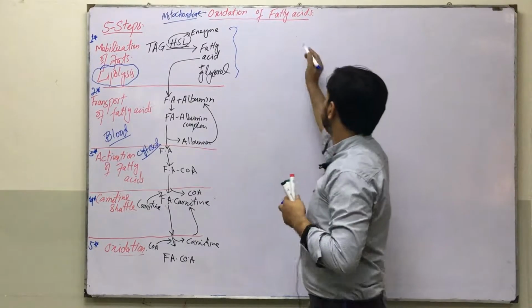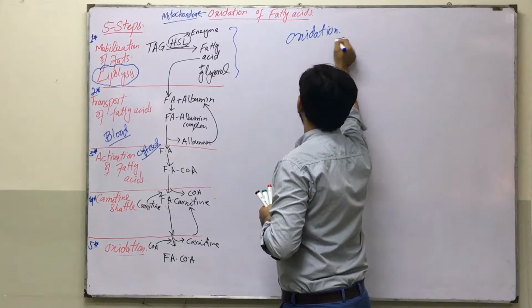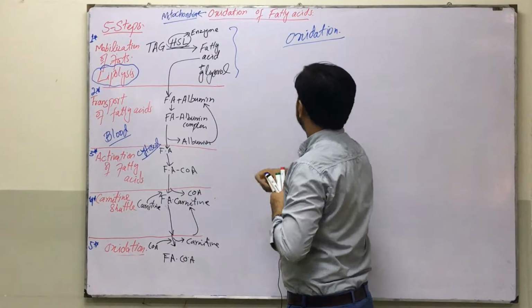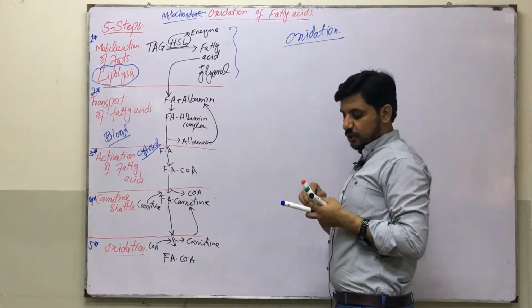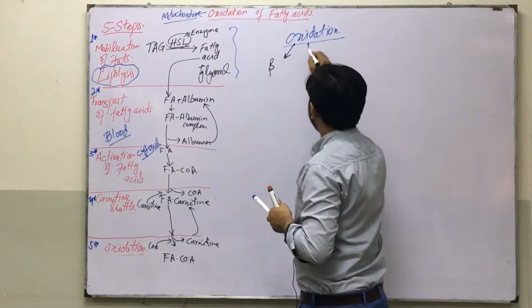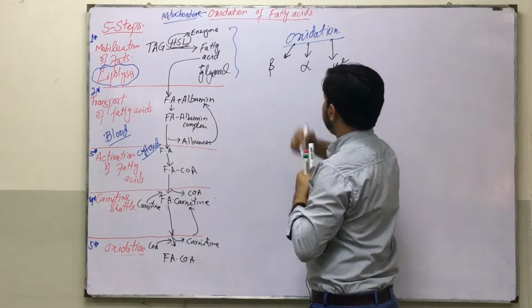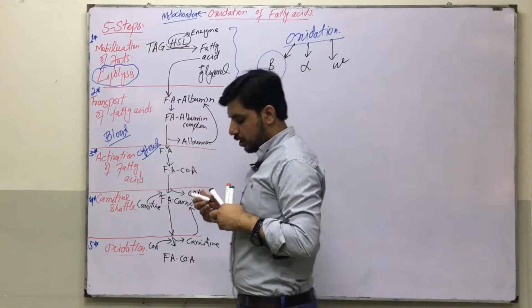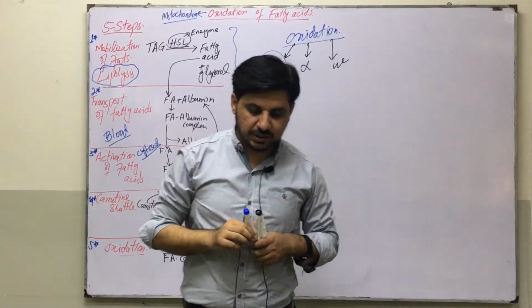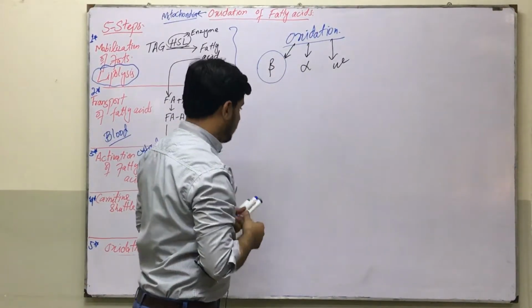The final step is oxidation, which is the breakdown of these fatty acids. Oxidation, as I have told you, is of three types: beta, alpha and omega. First we will discuss beta oxidation. There are 4 steps in beta oxidation.